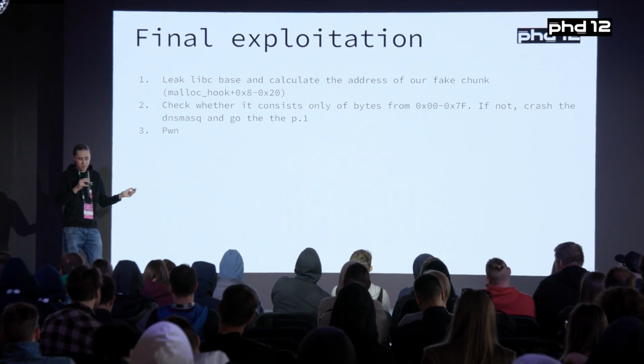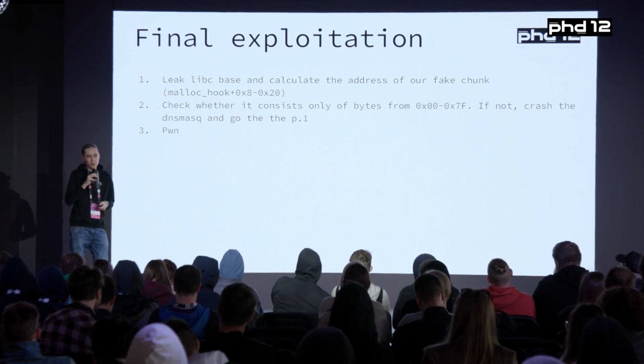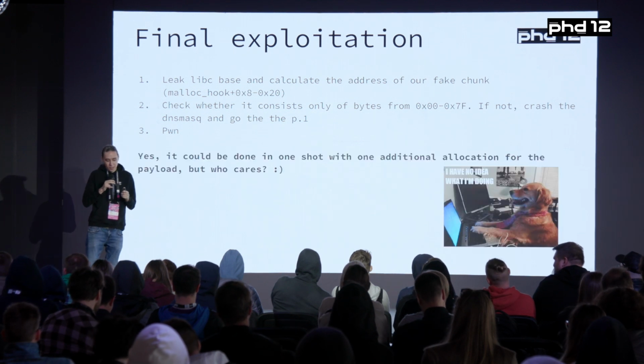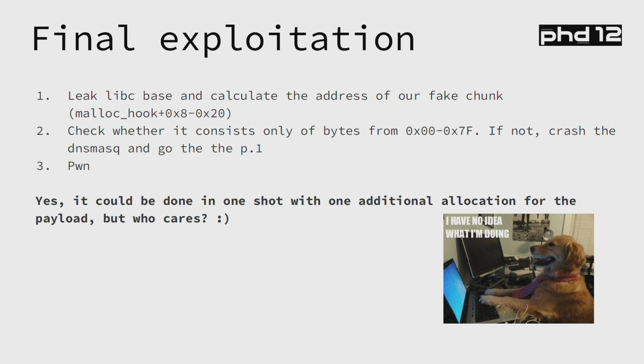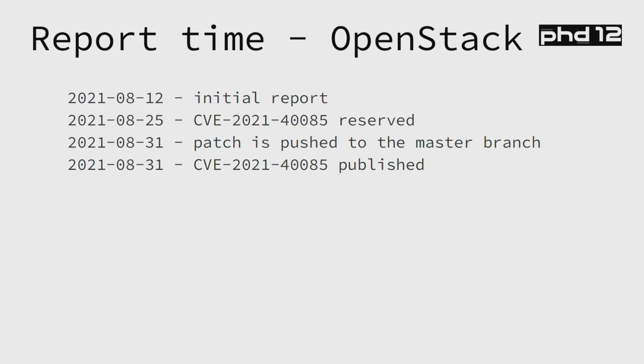If we like it, we continue with the buffer overflow. Yes, I know, it could have been done in a different way, with one more allocation for the payload, for the addresses we know. But I just ran my existing exploit in a cycle, making sure that whenever it delivers to an offset that I don't like, it will crash the system. It was more fun.